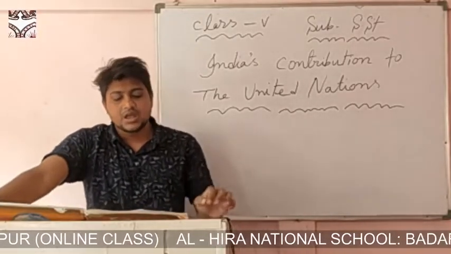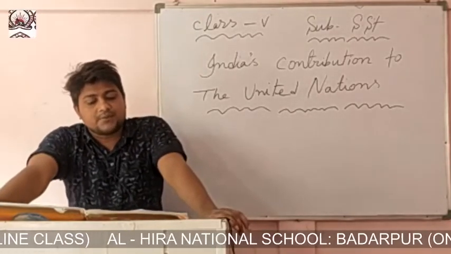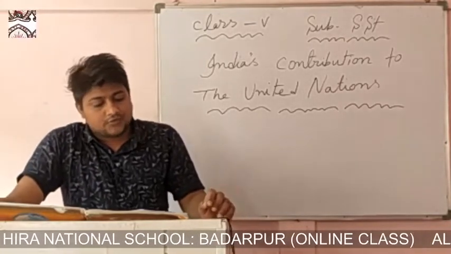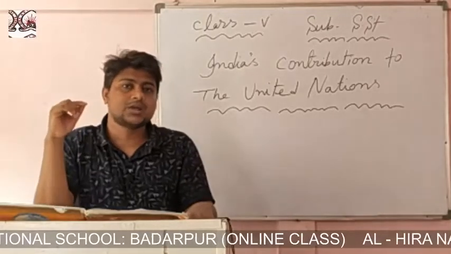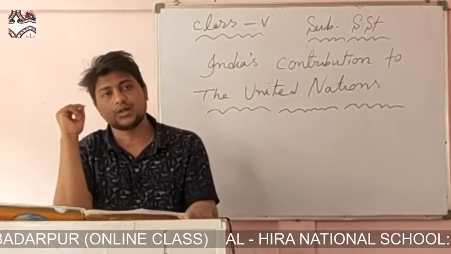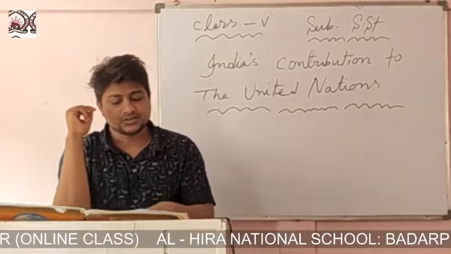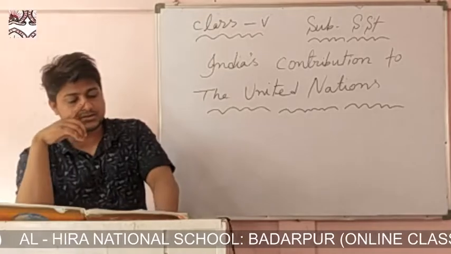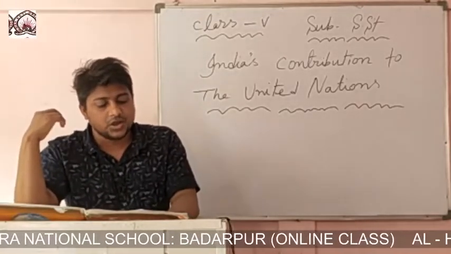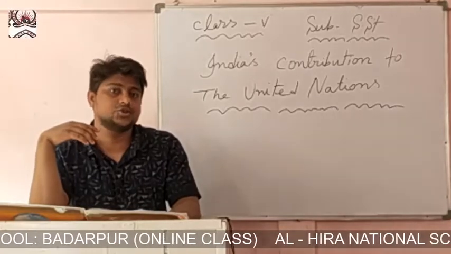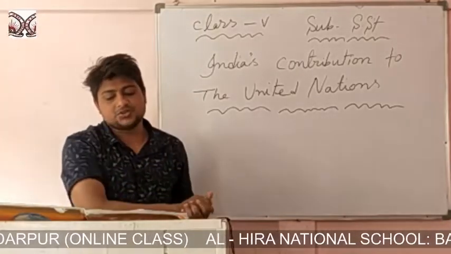Understood what I said? He was supported by President Gamal Abdel Nasser of Egypt. He was supported by whom? The President of Egypt, Nasser, and President Josip Broz Tito of Yugoslavia also supported the proposal of Pandit Jawaharlal Nehru. Understood?